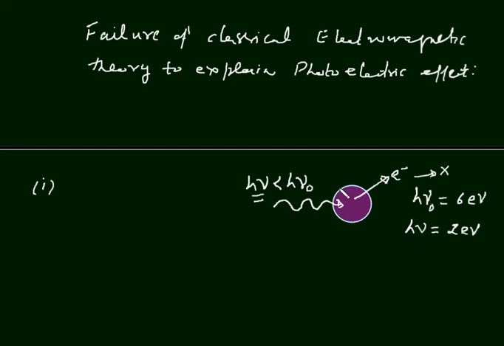So the classical idea was wrongly interpreted here. Classical idea says there should be ejection of photoelectron, but actually there is no ejection of photoelectron in this case. So classical idea fails here. According to that, if the energy is less than the threshold, there is possibility of ejection of photoelectron.